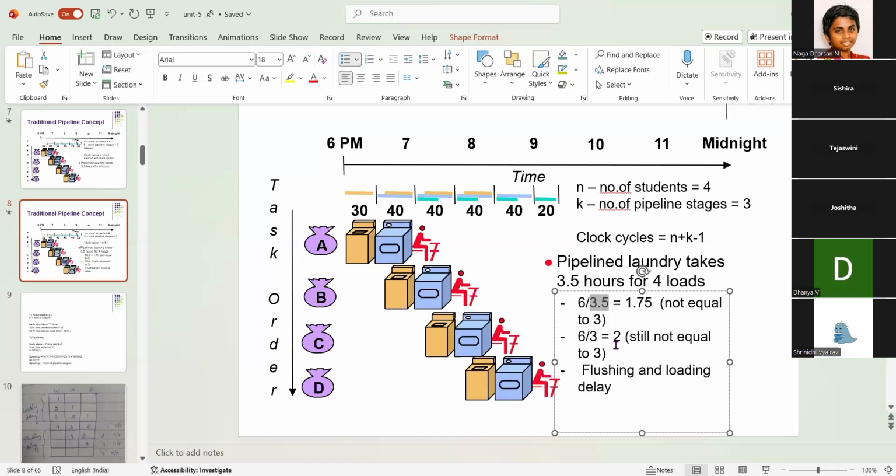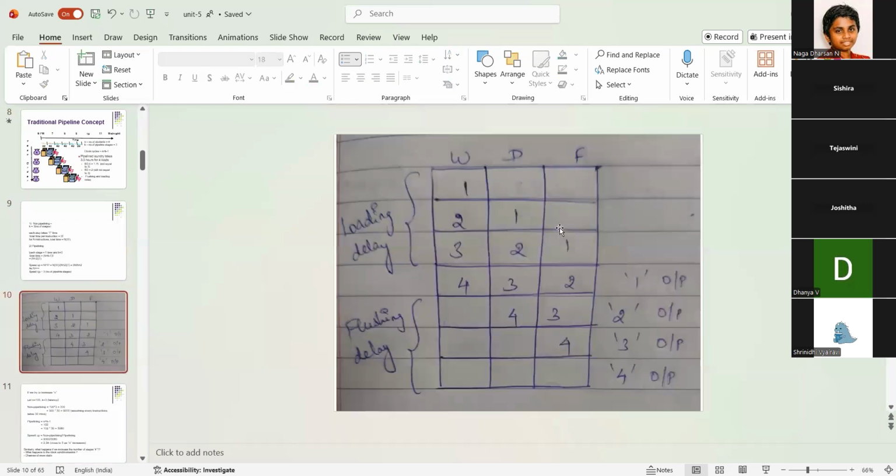You might ask why. There's something called loading and flushing delay. In the example, we had four people, A, B, C, D, and a washing unit, drying unit, and folding unit. Let's say the first person puts clothes in the washing unit, then they go to the drying unit. The second person puts theirs in the washing unit. Then they move this side, and the third person puts theirs in the washing unit.